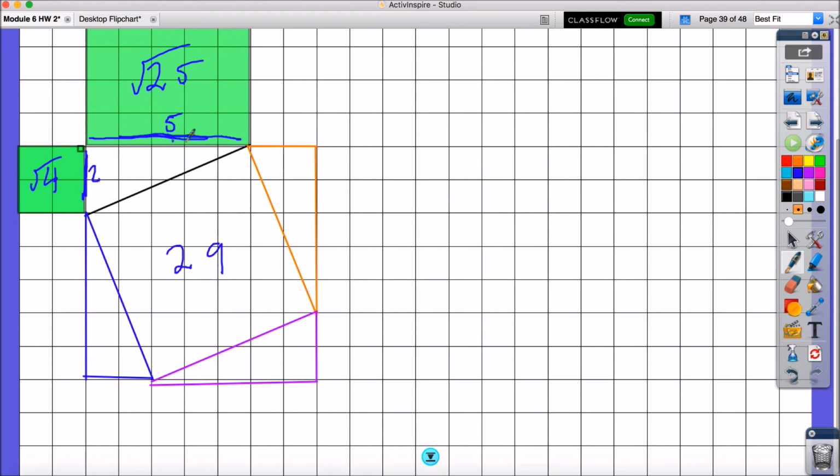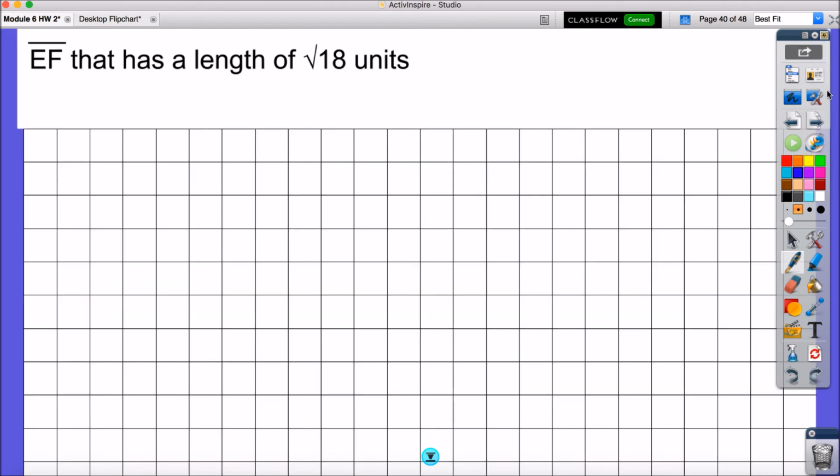So I go up 2 over 5. Then I'm going to go over 2 down 5. Then down 2 to the left 5. And then over 2 up 5. So whatever those values are, they just keep flip-flopping until you get the square. And you connect all these hypotenuses. Okay? So let's go ahead and do that again.